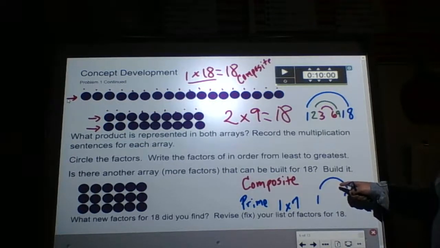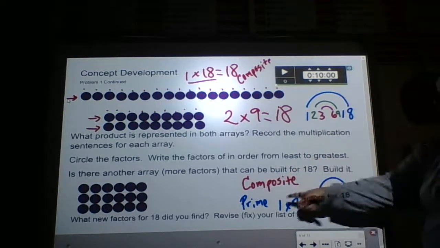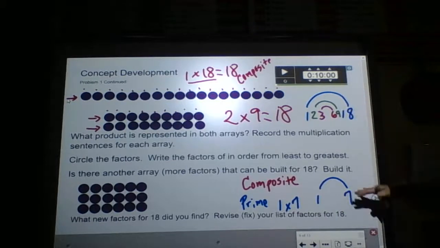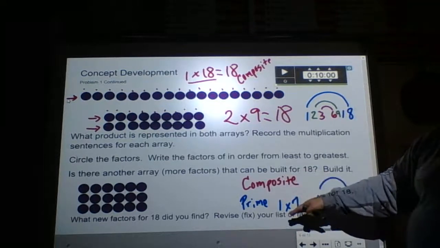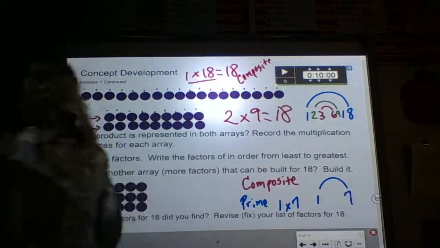Do you see that? Multiple arcs, composite numbers. 1 arc, prime. Do you see how your factor rainbow can help you tell the difference between prime and composite? Okay, I want you to look at this one over here.